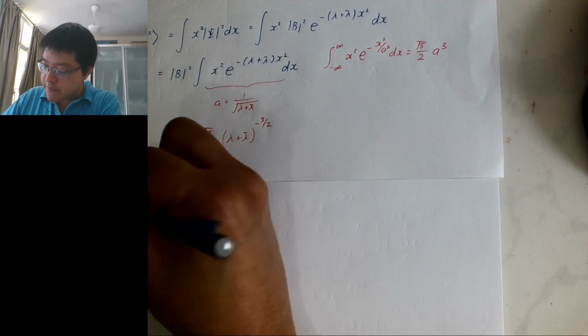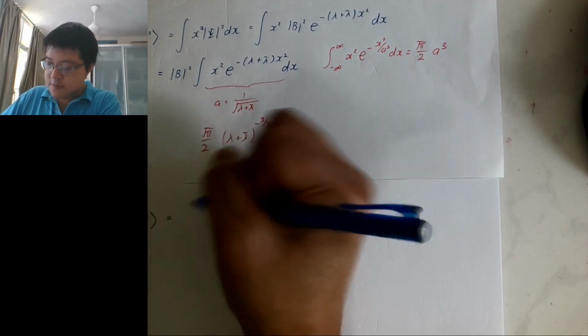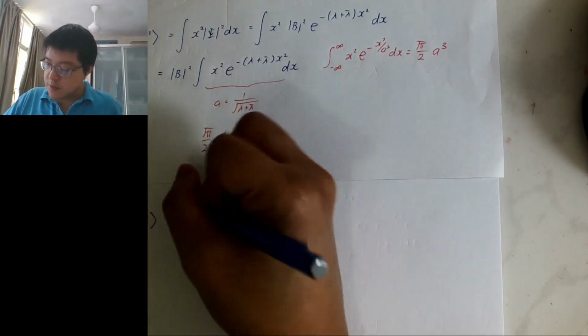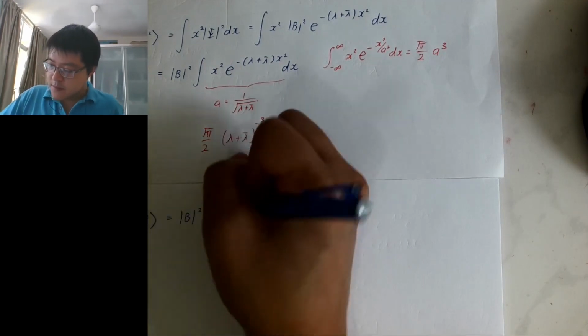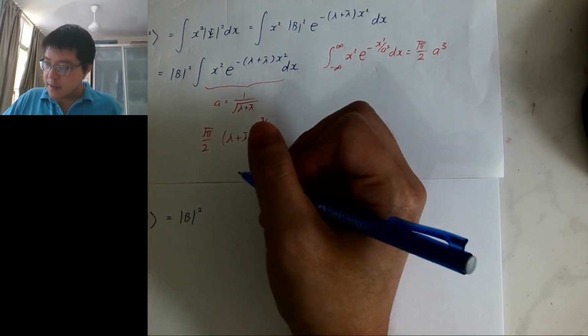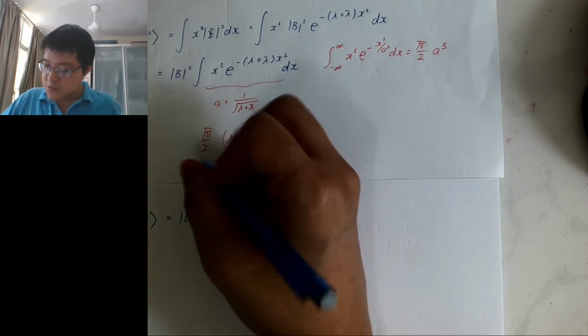Okay, so what we have here is that x squared is, well, we get mod b squared, and then root pi over 2.